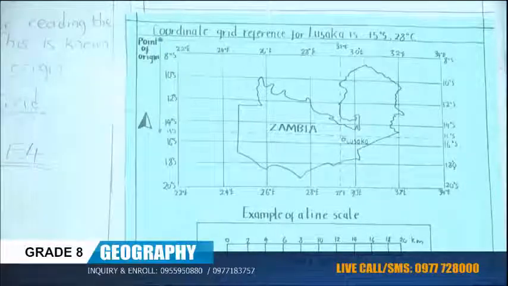Now, before we go any further, let us also write the same name that is there, which is reflecting the so-called coordinate grid reference. I'll use different colors so that you may understand that this is so, this is so. Geographic coordinate grid.